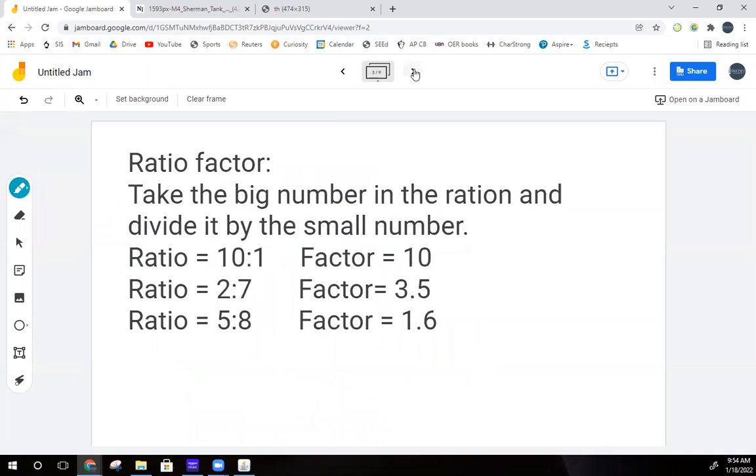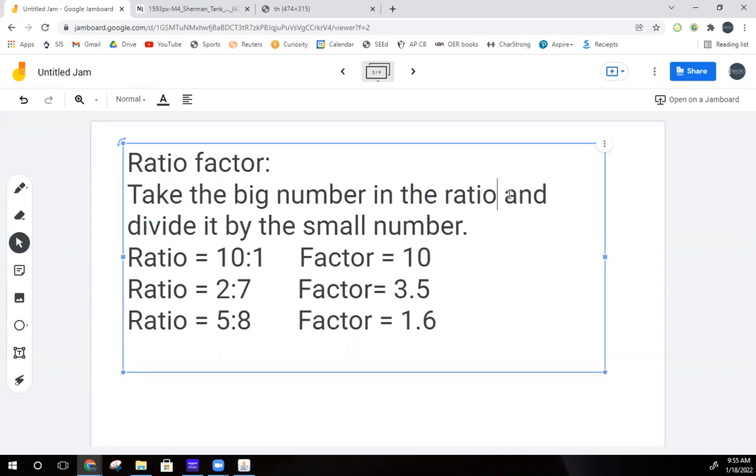Now, we need to be able to do something called calculating a ratio factor. Take the big number in the ratio and divide it by the small number in the ratio. So for instance, if we have a 10-to-1 ratio, the factor is 10. That's pretty easy. You divide 10 by 1, you get 10. If our ratio is 2 to 7, then we divide 7 by 2. That gives us a factor of 3.5.